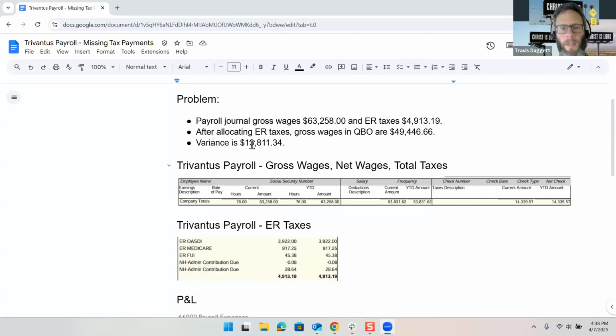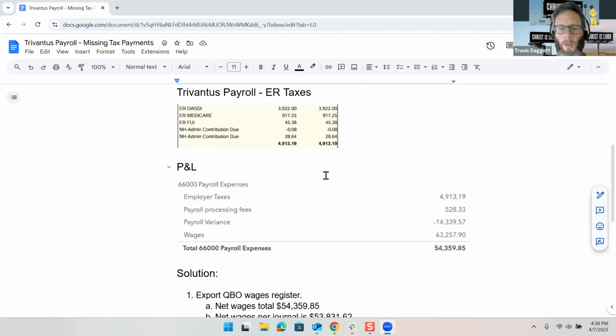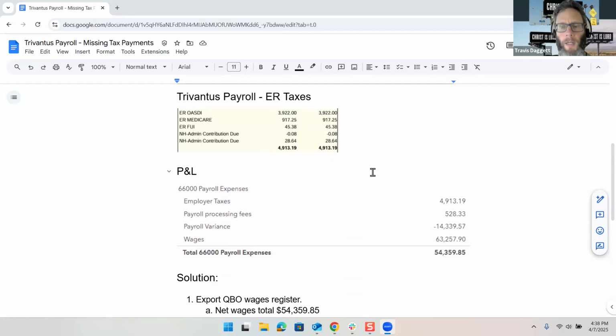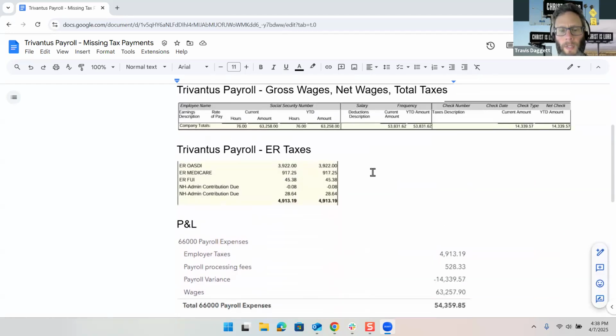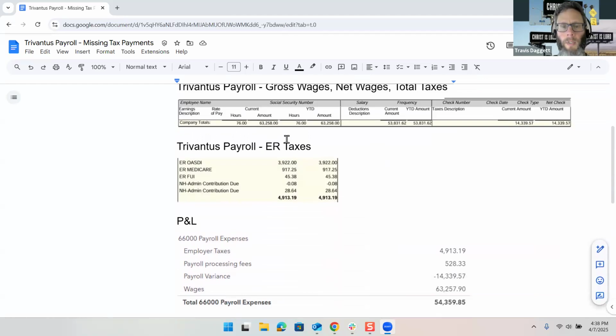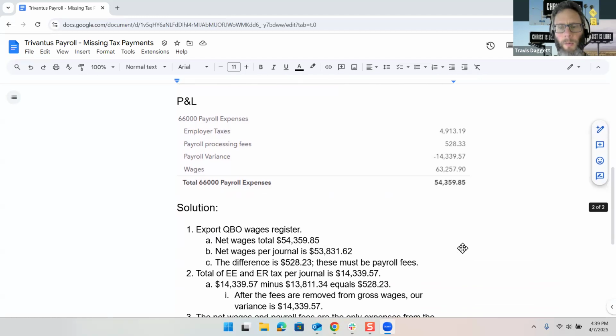It's a variance of 13,000, almost 14, which is no bueno. Here's the P&L as it should be. The 63,258, 63,257.90, close enough. I see the variance there. It's a little different. And we have some fees here, and the employer taxes are correct. So let's see how we got there.